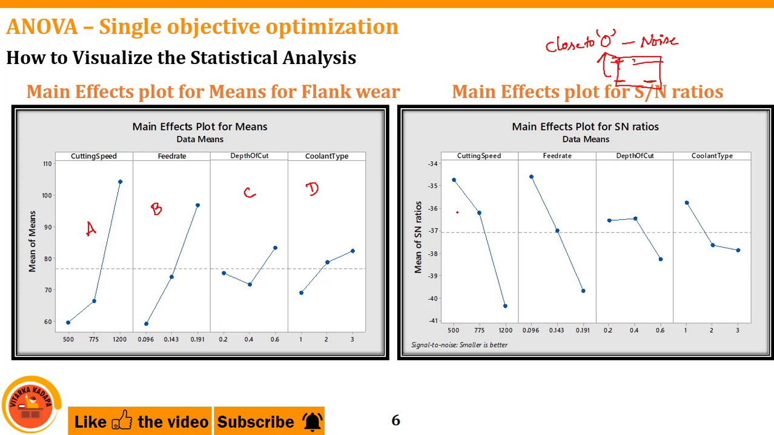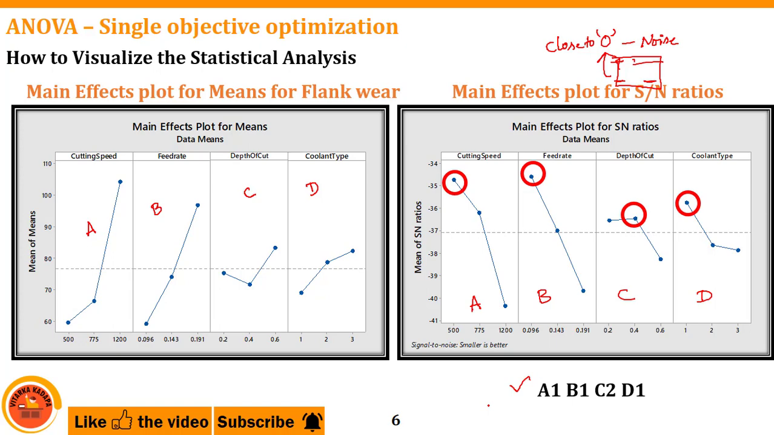So here, how we are going to calculate: cutting speed at first level, and feed rate also at first level, and depth of cut at second, that is the middle level, and coolant type again at first level. So these are the things we will get: A1, B1, C2, D1. Sometimes researchers mention in their paper like this: A1, B1, C2 and D2 are the optimal parameters.